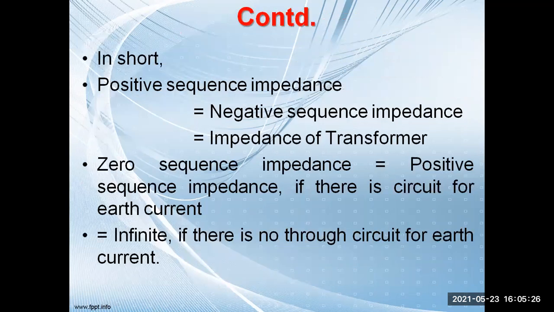So in short, what can be written? Positive sequence impedance equals negative sequence impedance in case of a transformer, and that is equal to basically the impedance of the transformer. And the zero sequence impedance will be equal to the positive sequence impedance if there is a circuit for the earth current, and infinite if there is no through circuit for the earth current. Meaning if no connection is given, the zero sequence impedance is basically infinite.